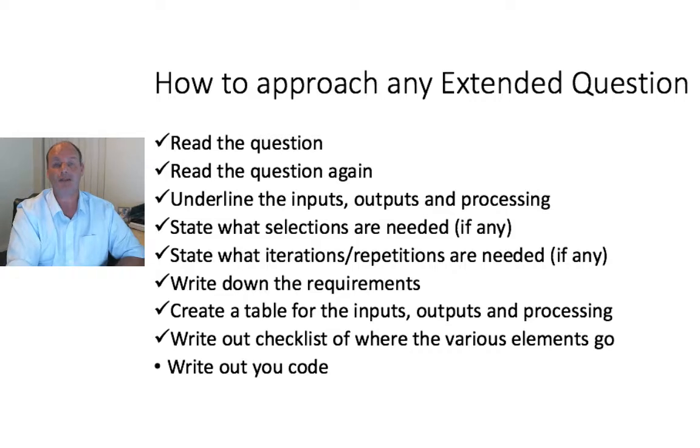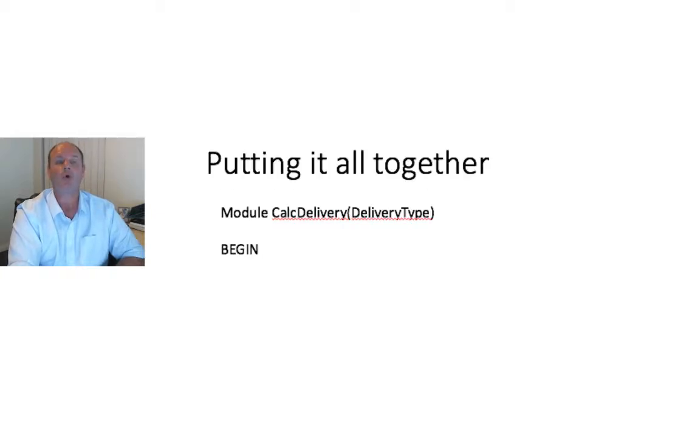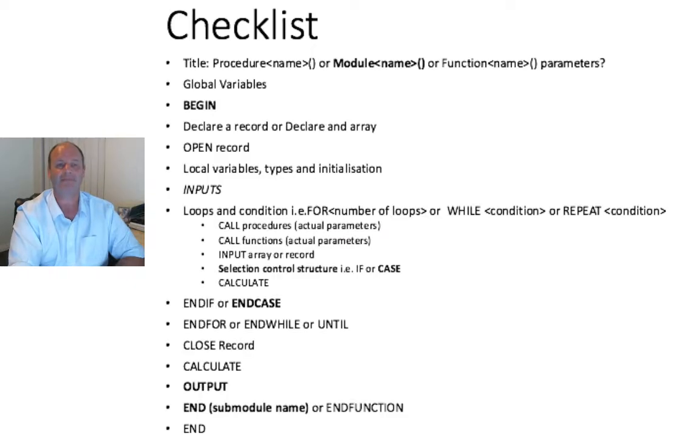So, back to our tick list. We should now have a good idea of what we need to do and be ready to write our pseudocode. Let's start with our first line of pseudocode, and that is the name of the module with the parameter included. We then put in our first keyword, begin. Input is in italics. We do not need to write in the input as the value has been carried across into the calc delivery module using the delivery type parameter.